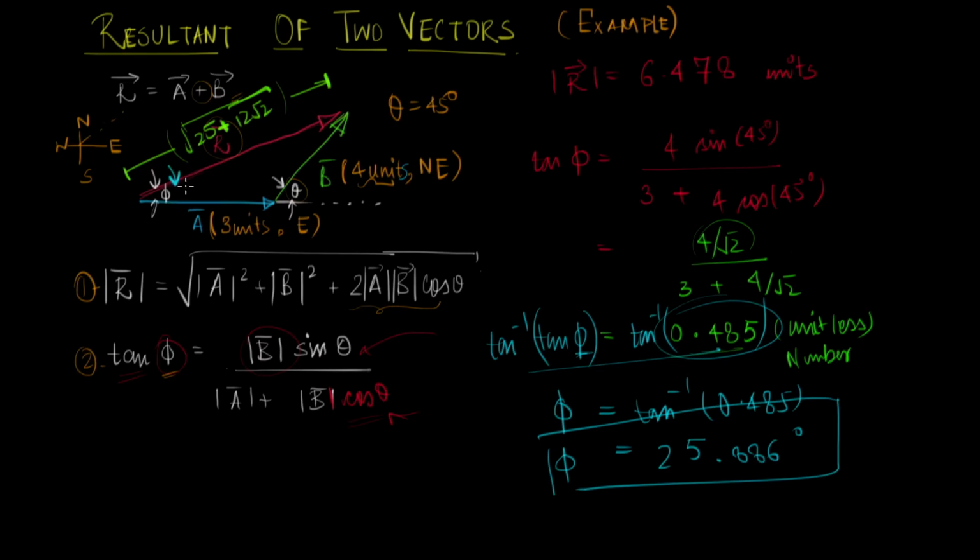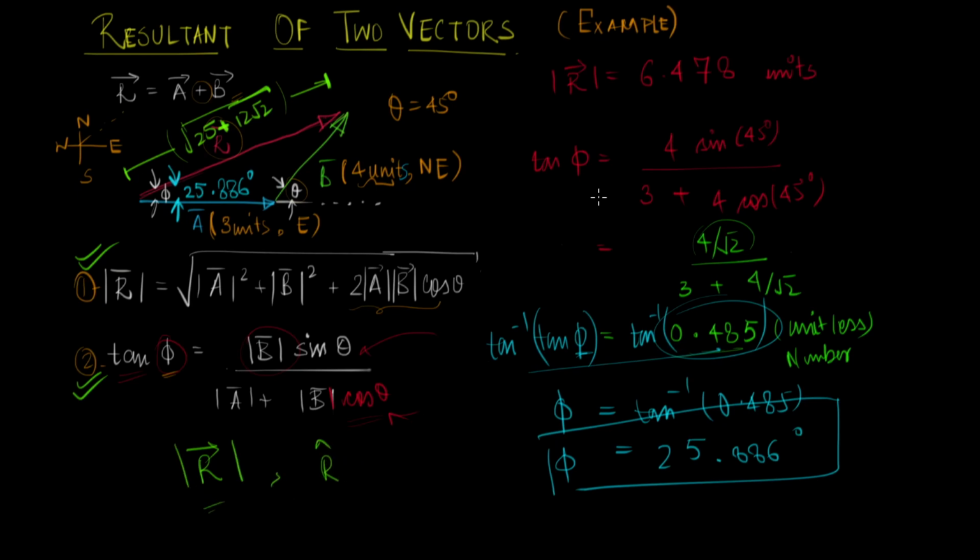Therefore, this angle here is at 25.886 degrees. That's a very close approximation to the orientation of R. So that was the video. We basically invoked and applied these two equations, these two expressions, and we ended up with a resultant. Now the thing is, we now know every single detail about the vector R, and that was our intention at the beginning of this video. So we know the magnitude, and we also know the direction.